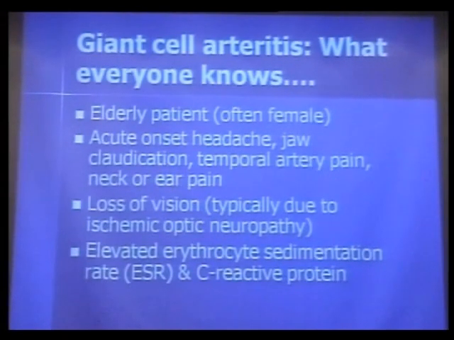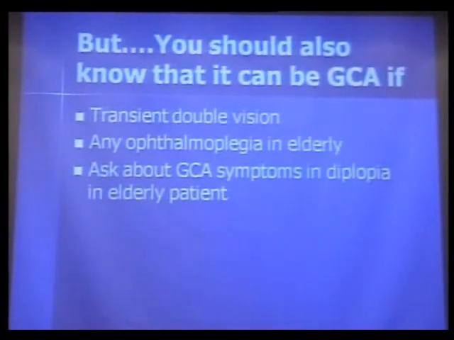So first we'll talk about giant cell. Everyone knows what Dr. Savino already told you. Elderly patient, often female, headache, jaw claudication, temporal artery pain, neck pain. Everybody knows that. And usually the complaint that brings them to the ophthalmologist is loss of vision from ischemic optic neuropathy. They have an elevated sed rate and CRP. We do the biopsy and treat them with steroids. Everyone knows that. But the thing you should also know about giant cell is that transient diplopia is a symptom.